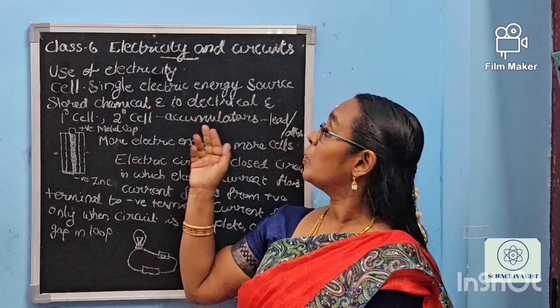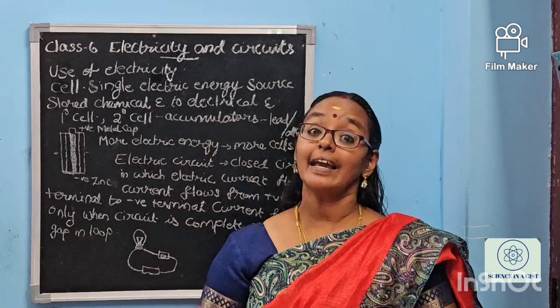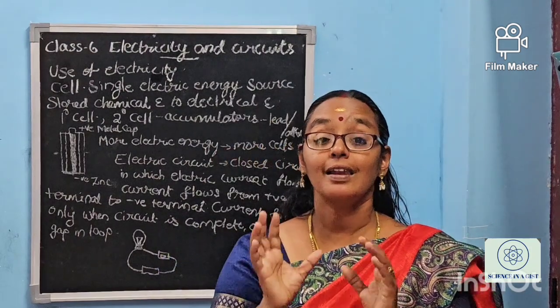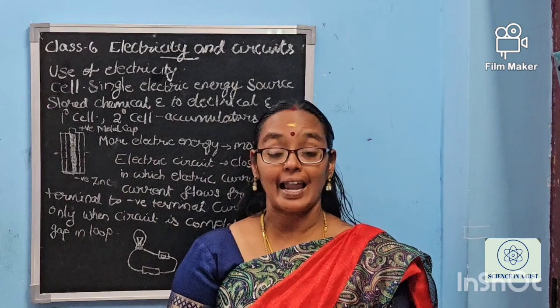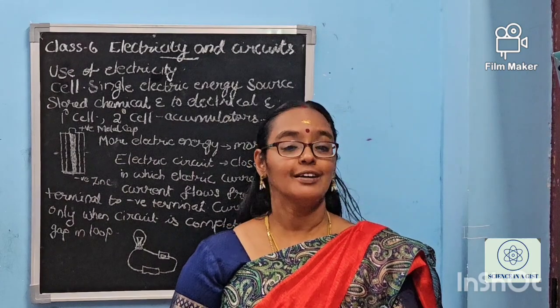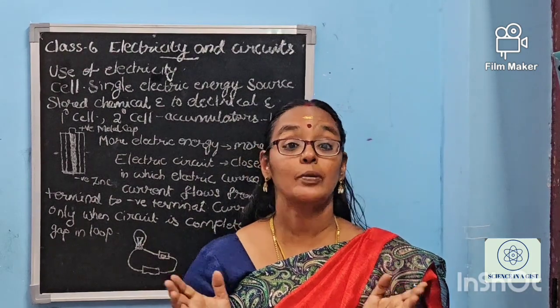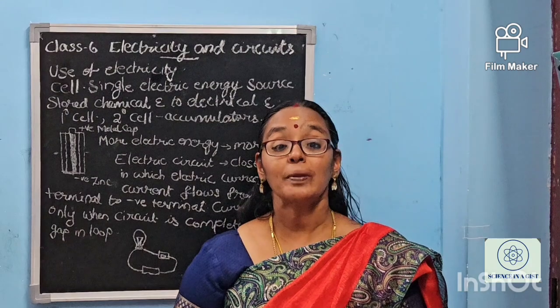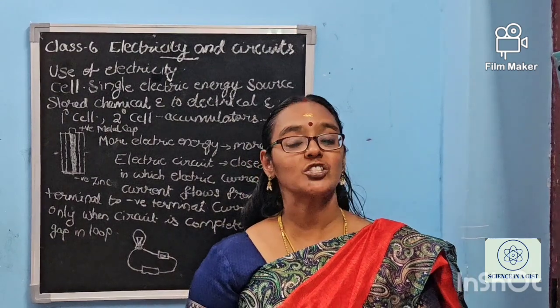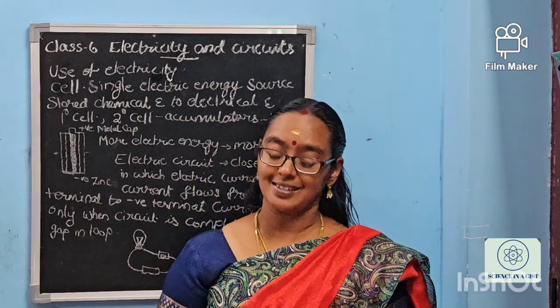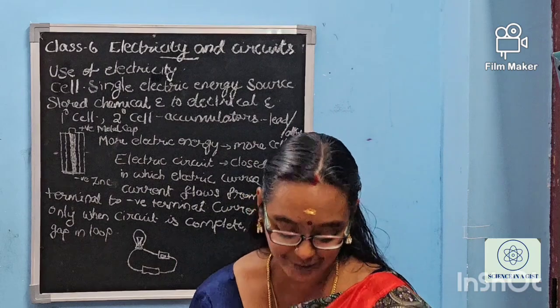Today I am here with class 6, 9th lesson, electricity and circuits. What was the 8th lesson? It was light, isn't it? Lights, shadows and reflection. We have gone through that lesson very well and we have discussed question answers also, right? At the end I asked you some questions in the question type. It's time to answer these questions. Shall we go one by one?